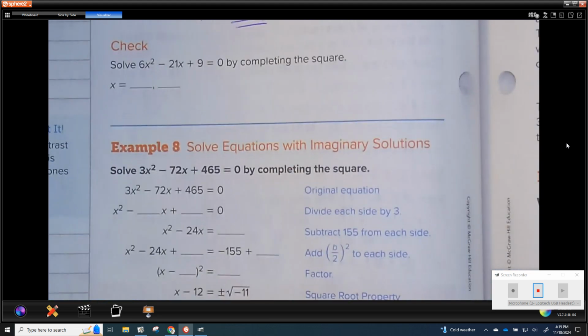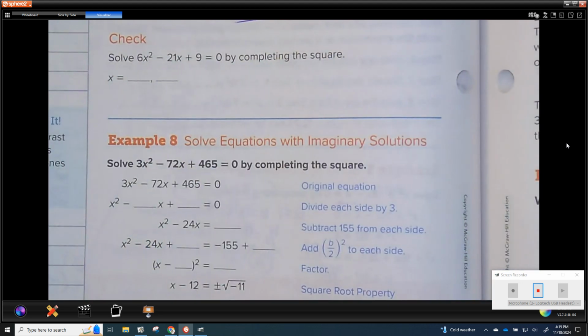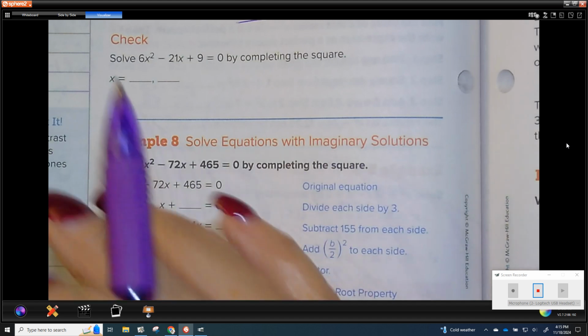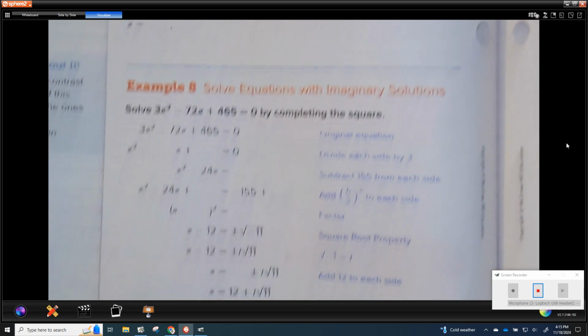Okay, complete the square. So 6, see, there are other ways to solve for the vertex and other ways to find zeros that I would not use completing the square for this, because 6 is not a square. You have to divide 21 by 6 and 9 by 6, so I'm going to skip the check. Okay, let's go to this one.